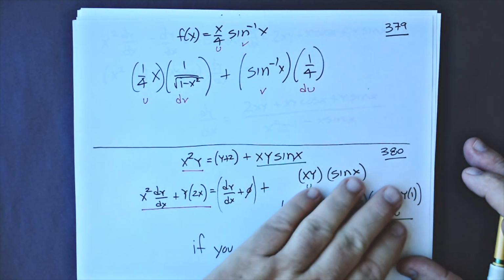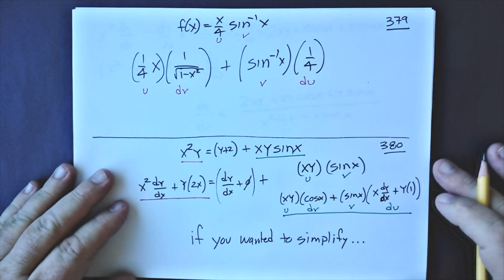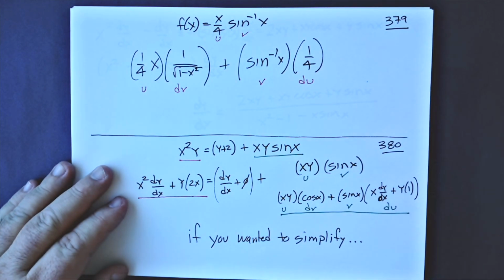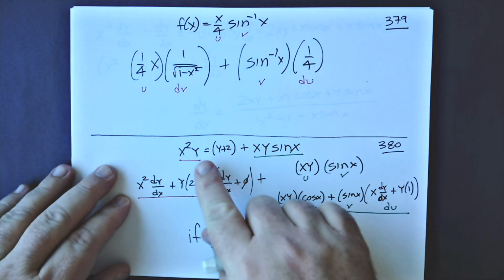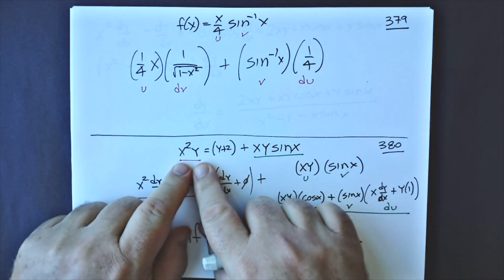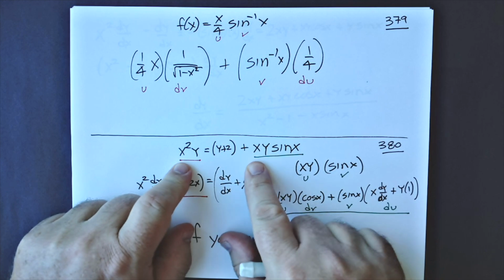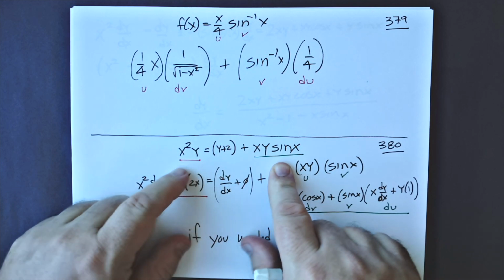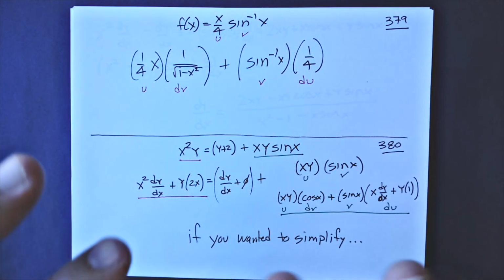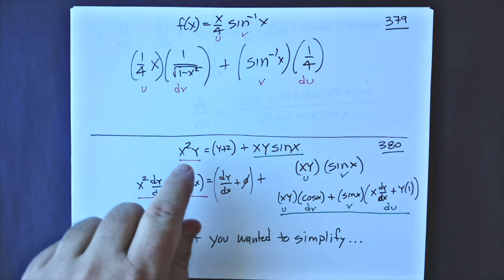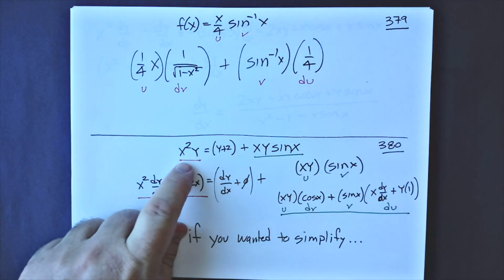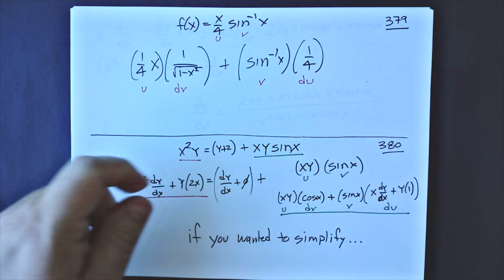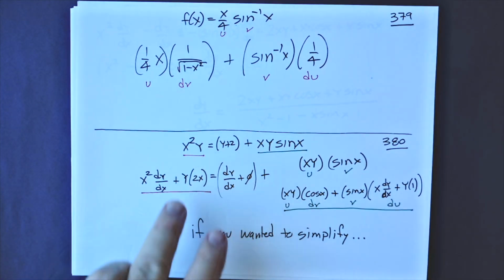380, in this case, we've got an implicit differentiation problem, and kind of a big one here. So I've got x squared y over here, plus y plus 2, plus xy sine x. So I've kind of chunked this here, so let's deal with this one first. So this is just product rule. So here's that part here.